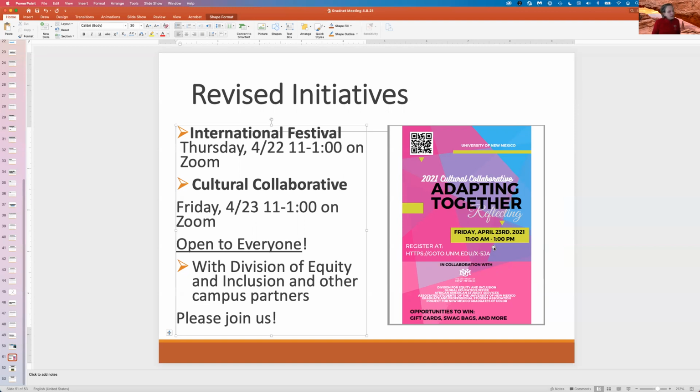So we're going to have somebody talking about Black Lives Matter, the AAPI initiatives that are happening since the Asian hate incidents have risen. So we're going to be talking about all of those issues, and this is open to everyone. And please join us, and I will send that as well along after the meeting. So we're asking people to pre-register, and there are prizes. So if you want to join us for that, it will be on Zoom from 11 to 1 on the Friday, the 23rd.